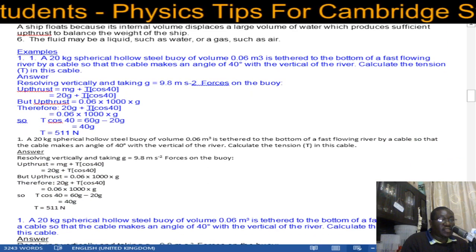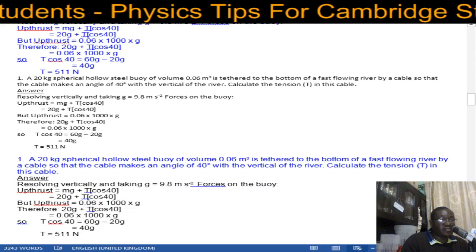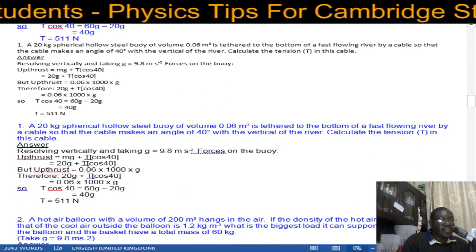Okay, that's it. That's just a repetition of it. Then we have the second one.